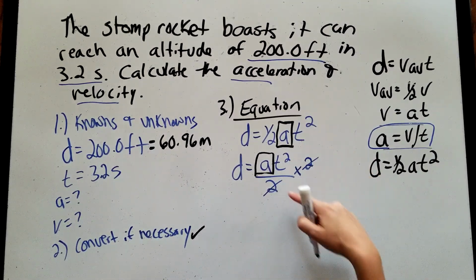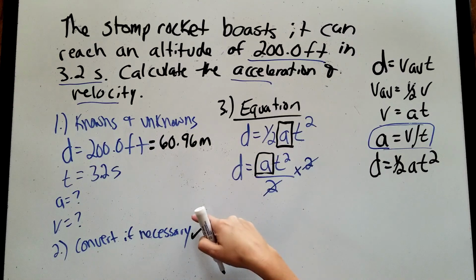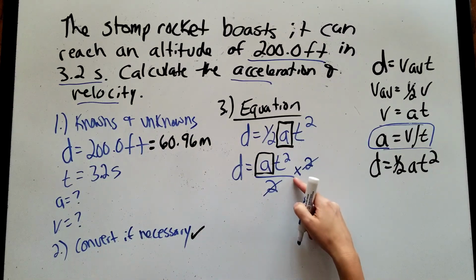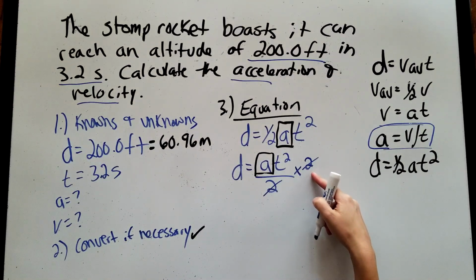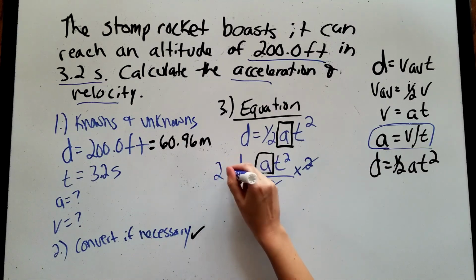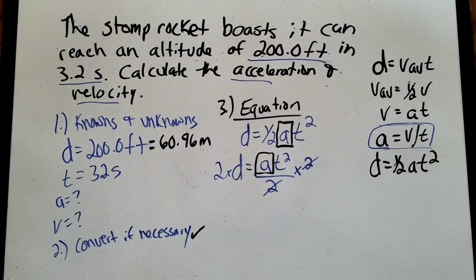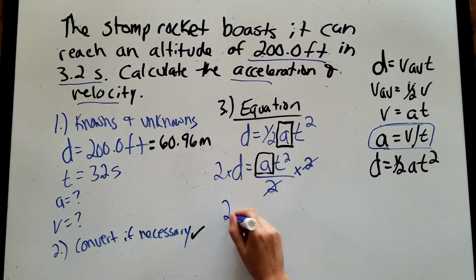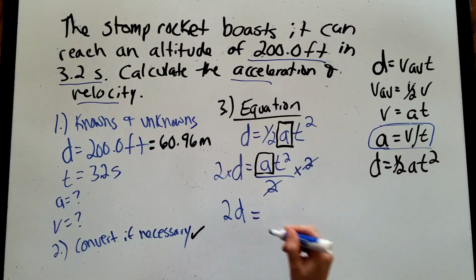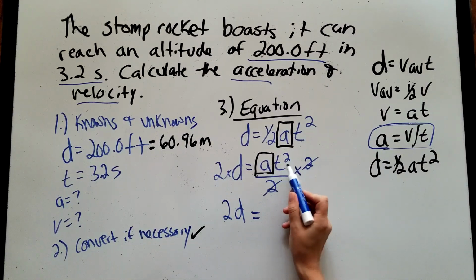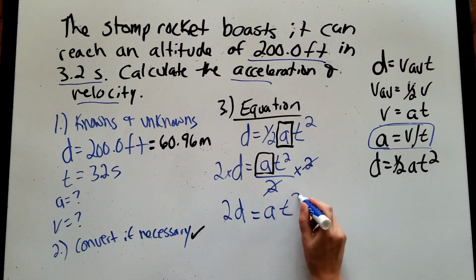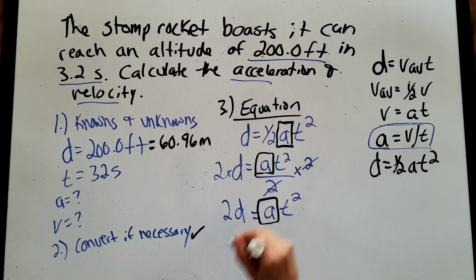Whatever I do to one side of the equation, I have to do to the other. What that means is, since I decided to multiply by 2 on this side, I also need to multiply by 2 on the other side. So now I have 2d is equal to at squared. So I'm not quite done because I need to get a by itself still.